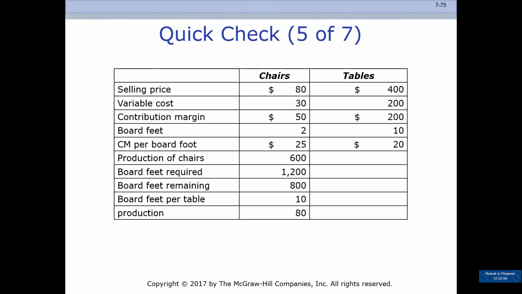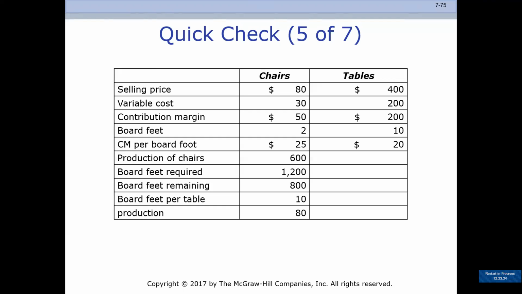So here are the numbers. Again, selling price, variable cost, contribution margin: 80 minus 30 is 50, 400 minus 200 is 200. Here, 50 divided by 2 is 25, 200 divided by 10 is 20. For the production of chairs, you do those first because 25 is larger than 20. 600 chairs times 2, the first 1,200 board feet go to the chairs.